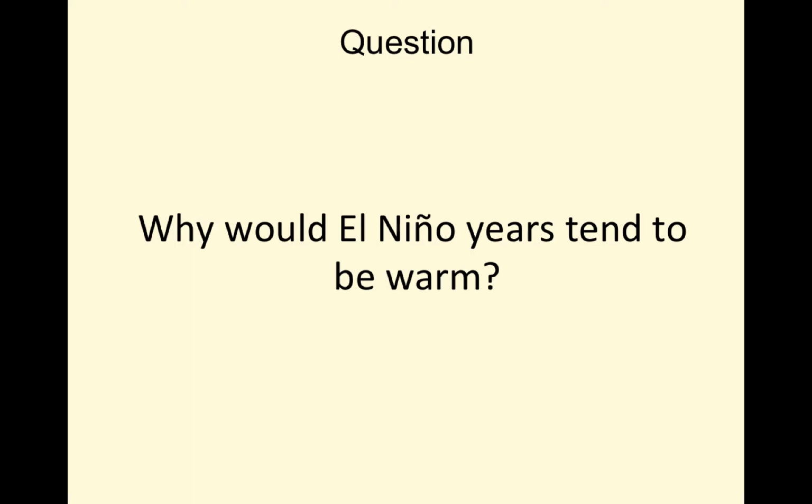So thinking about this, why would El Nino years tend to be warm? So El Nino years are the time when the Central Pacific has a huge covering of relatively warm water. That would represent a huge sensible energy flux from that warm oceanic water to the atmosphere above it. So this is a time when the ocean's actually giving a lot of heat to the overlying atmosphere.